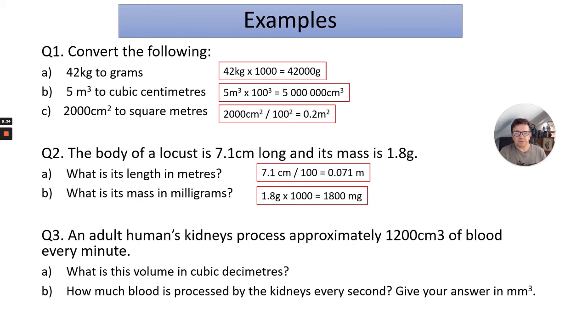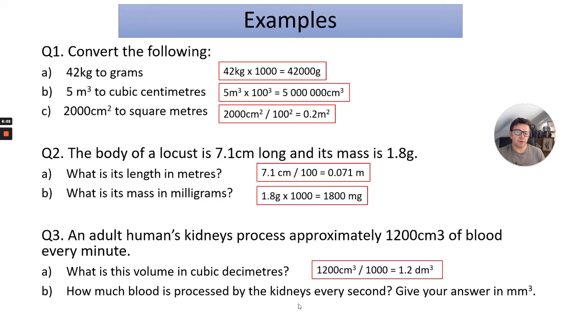Next one, so the adult human kidneys process approximately 1,200 centimeters cubed of blood every minute, which is quite phenomenal. So what is the volume in cubic decimeters? Right, well, centimeters and decimeters. So basically centimeters into decimeters, you can divide it, so it will give you 1.2 dm cubed.